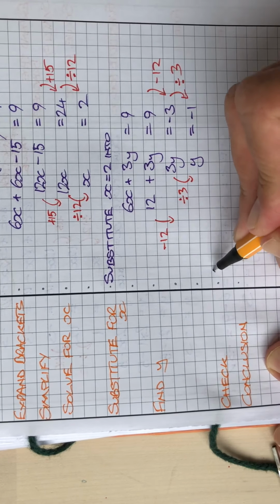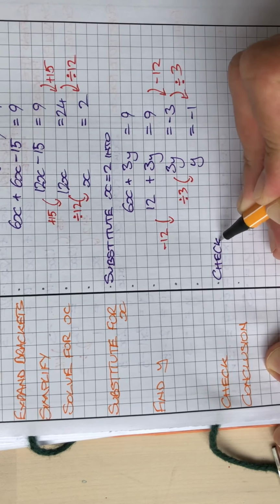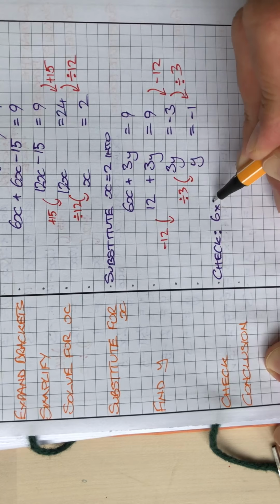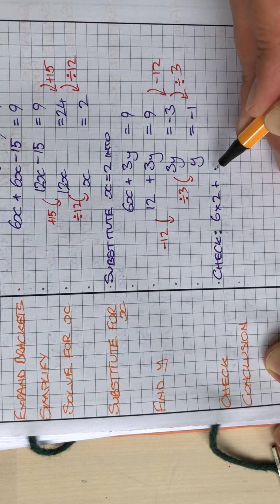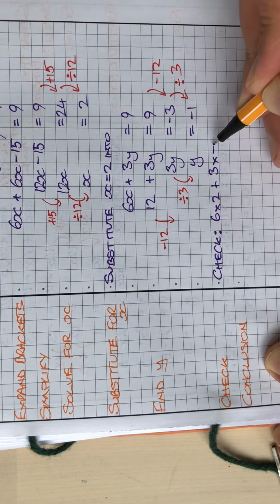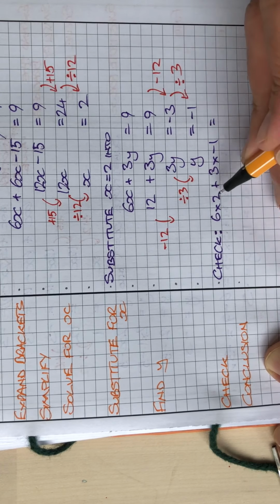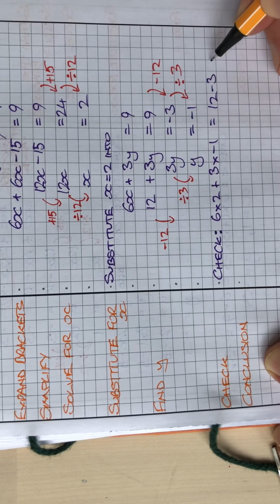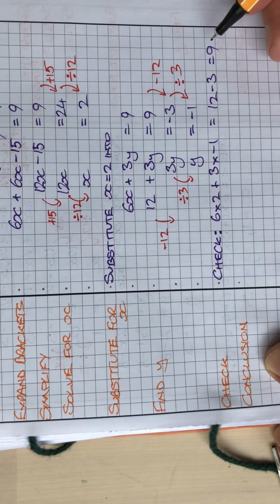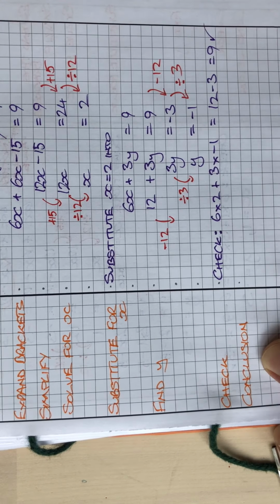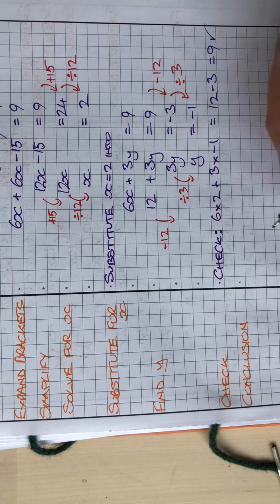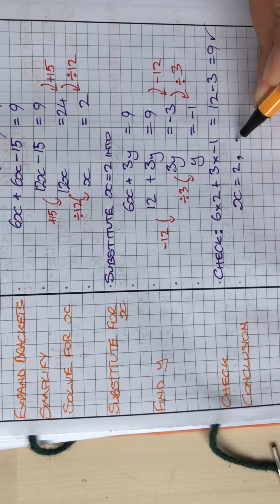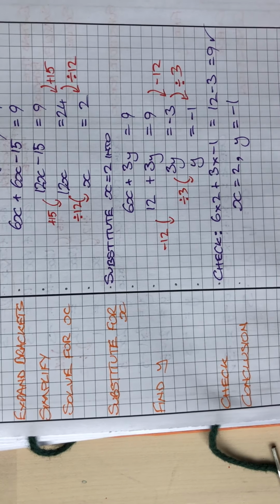So let's use the other equation. 6x is now 6 times 2 plus 3y is 3 times -1. That's 12. Add -3. 12 take away 3 is 9. Is that correct? Yes, it is. So we are right, and we can write down our conclusion, which is that x is 2 and y is -1.